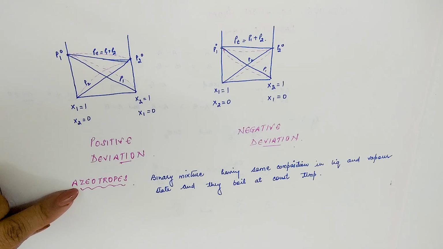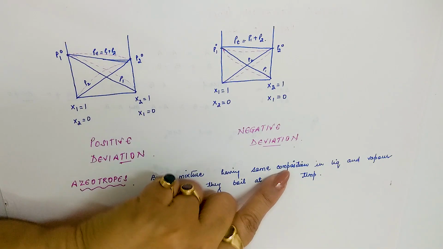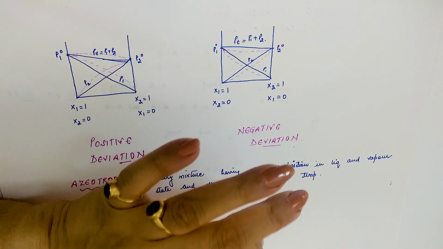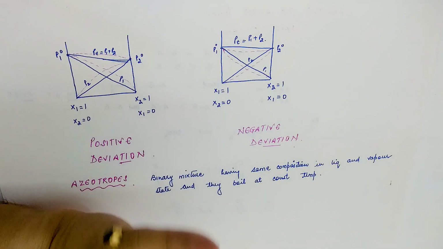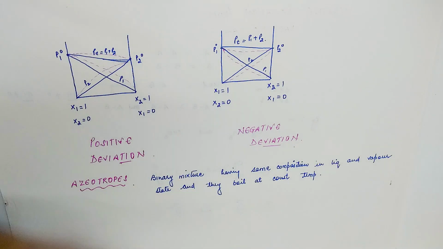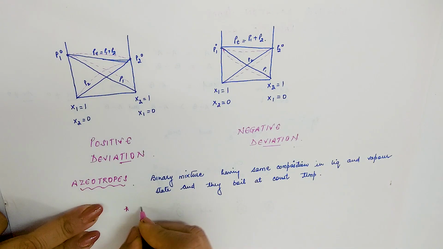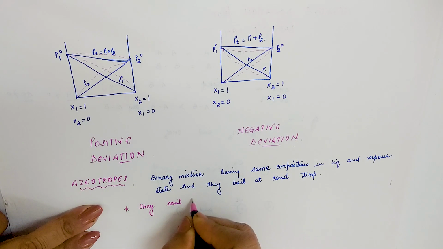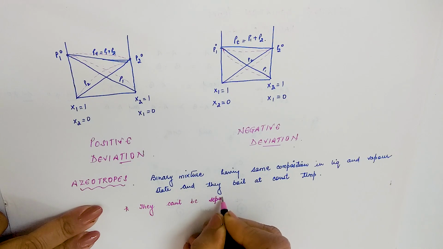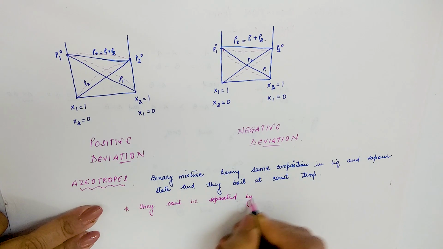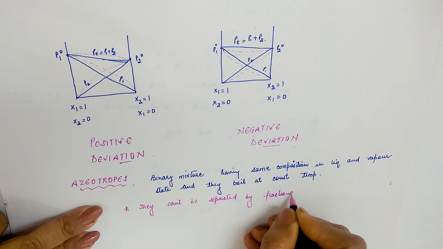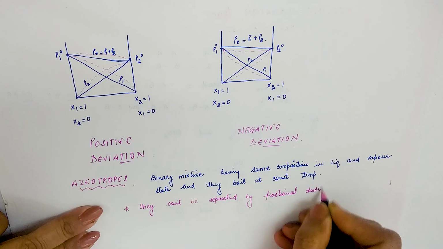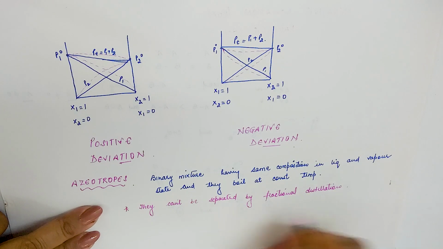Hope the definition is clear to you. Same composition means in the liquid phase they have the same, and in the vapor phase also the number of moles are the same. Okay, now in this star point you can write that they cannot be separated by fractional distillation. Now why can't we separate them by fractional distillation?